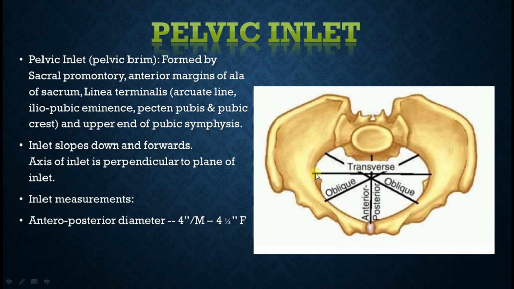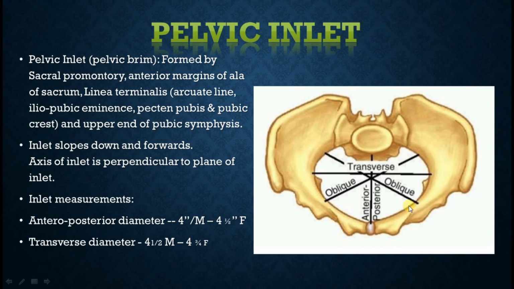The transverse diameter is the widest diameter along the inlet. If you take a series of measurements across the inlet, the widest diameter is 4.5 inches in males and 4 3/4 inches in females.